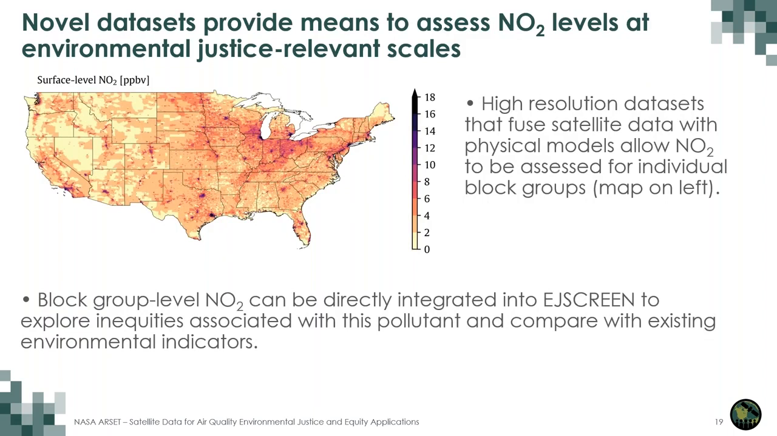We now have high resolution data sets that fuse satellite data with physical models, and that allows NO2 to be assessed for individual block groups, and that's what's shown on the map on the left-hand side here. And this block group level NO2 can be directly integrated into EJScreen to explore inequities associated with this pollutant and compare with existing environmental indicators. So I want to do a quick demo of that.